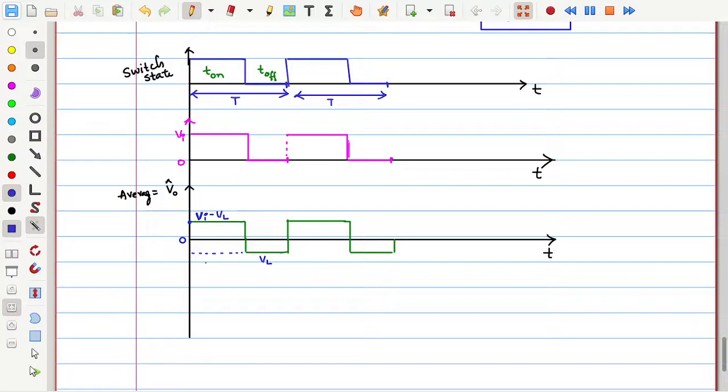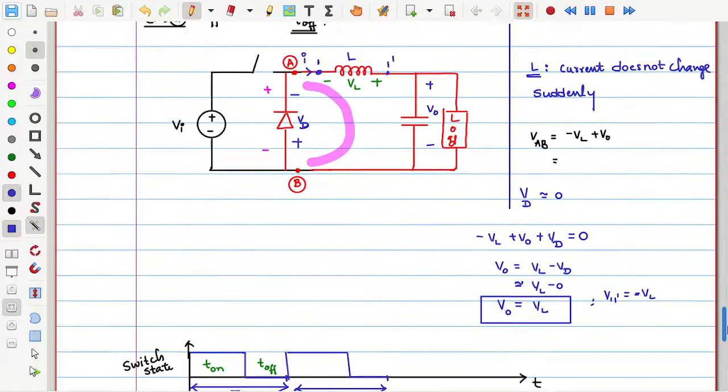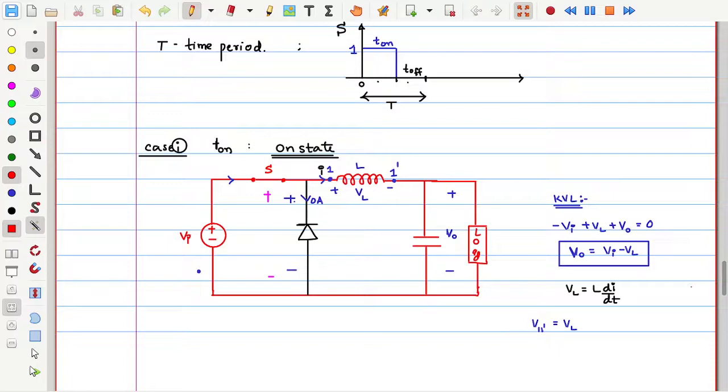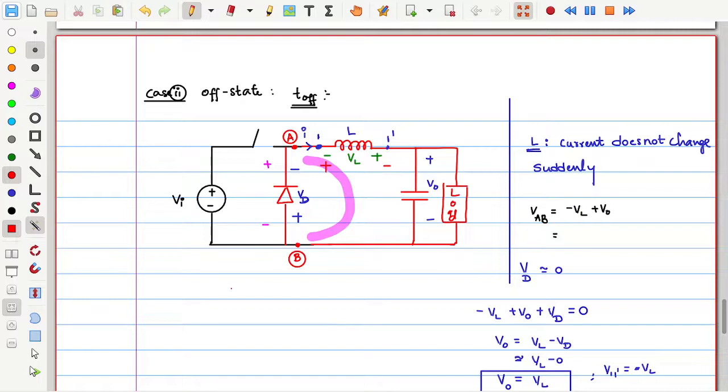If you get confused, just remove this VL and always represent it as plus VL only on this side, then you will get V naught is equal to minus VL. How? Can I show a little calculation like this? Let me keep it as it is and use a different color, red. If I consider this side as positive and the other side as negative, it is still the same VL, carried forward for the off state with the same polarity. What I will get is KVL: plus VL plus V naught plus VD is equal to 0. Got my point? With respect to the red color polarity.